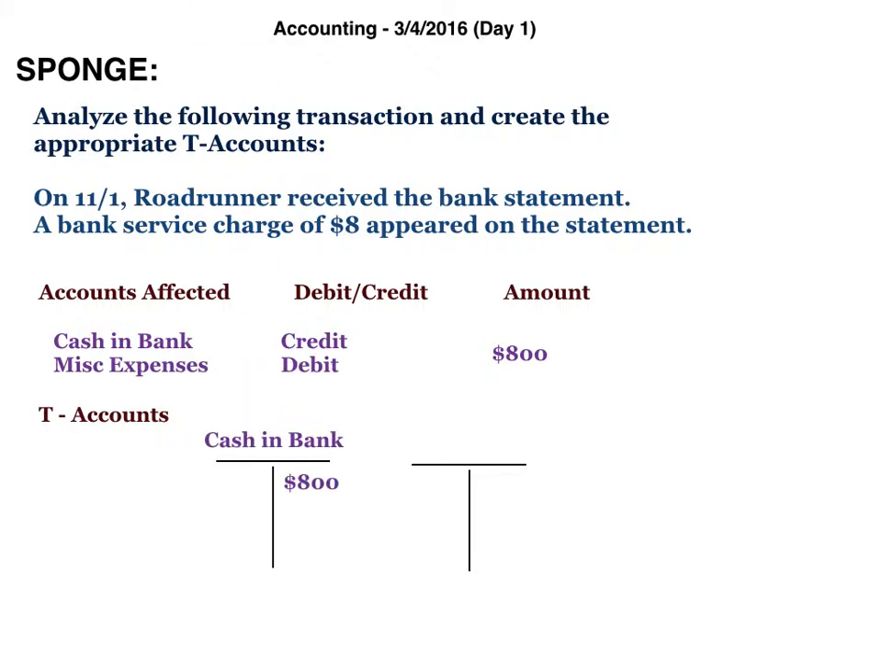So now, when we complete our T accounts, we have cash in bank with a credit, remember credit on the right side, of $800 and miscellaneous expenses for a debit of $800.